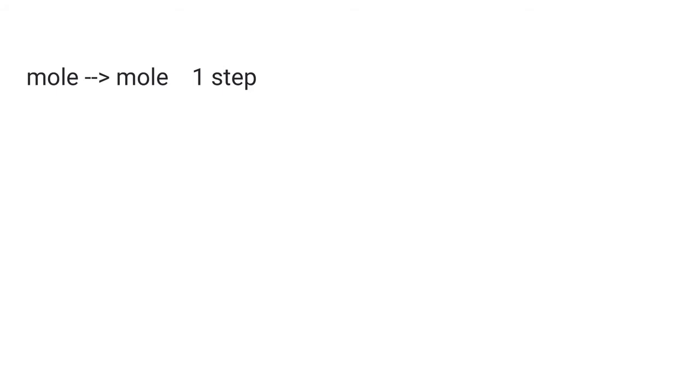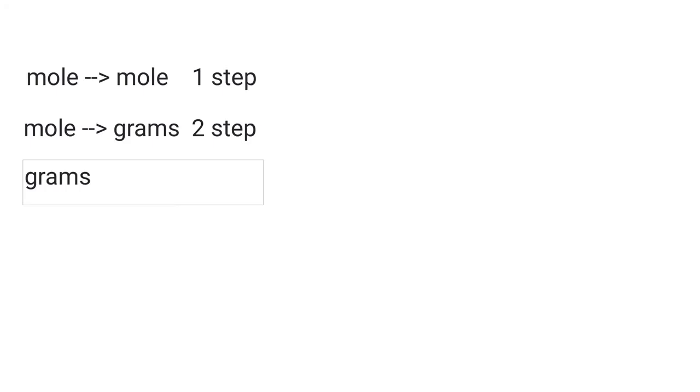If a question has you starting in moles and going to any other unit, like going to grams, for instance, you're looking at a 2-step problem in that case. If you have a question that's going from grams to grams, that is going to be what we call a 3-step problem. And that could be grams to grams, liters to liters, molecules to molecules. It really depends on the question. But if you see mole to mole, it's one step.